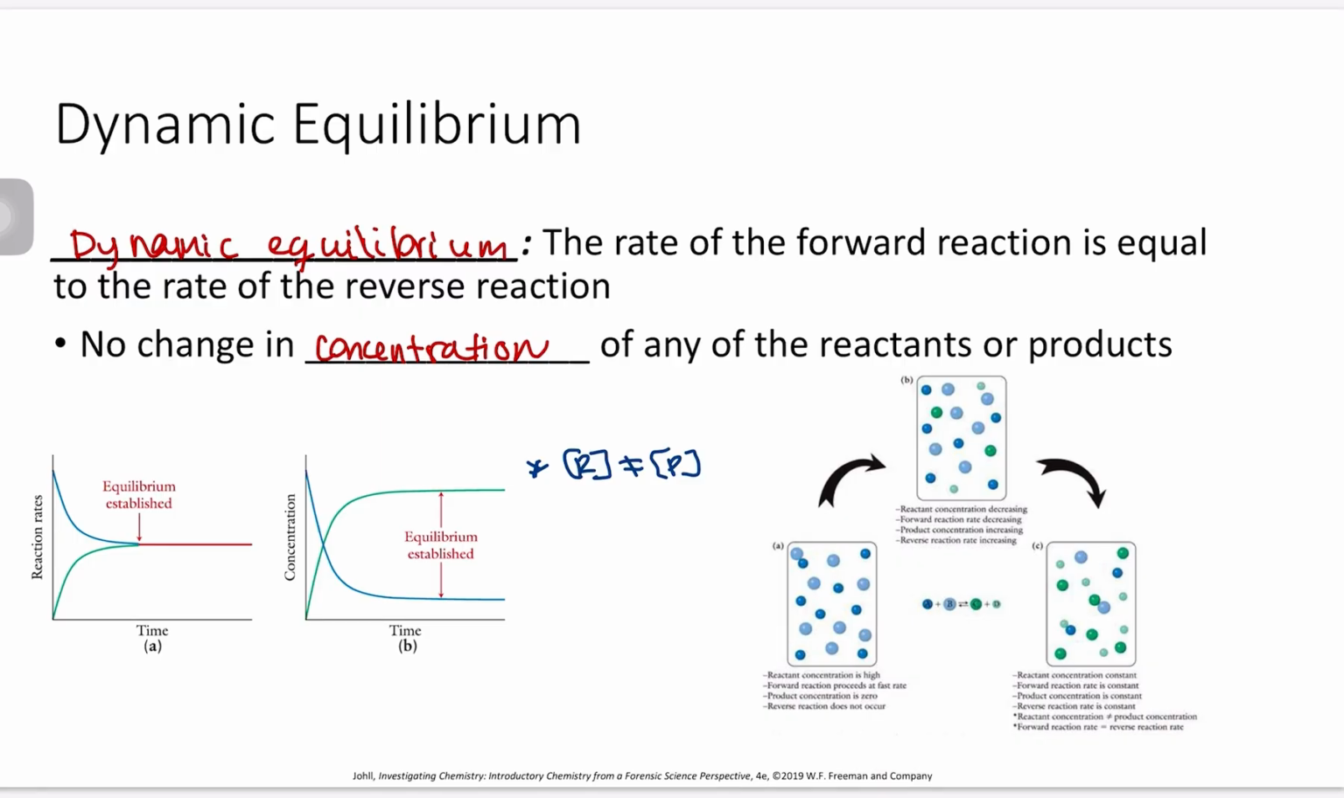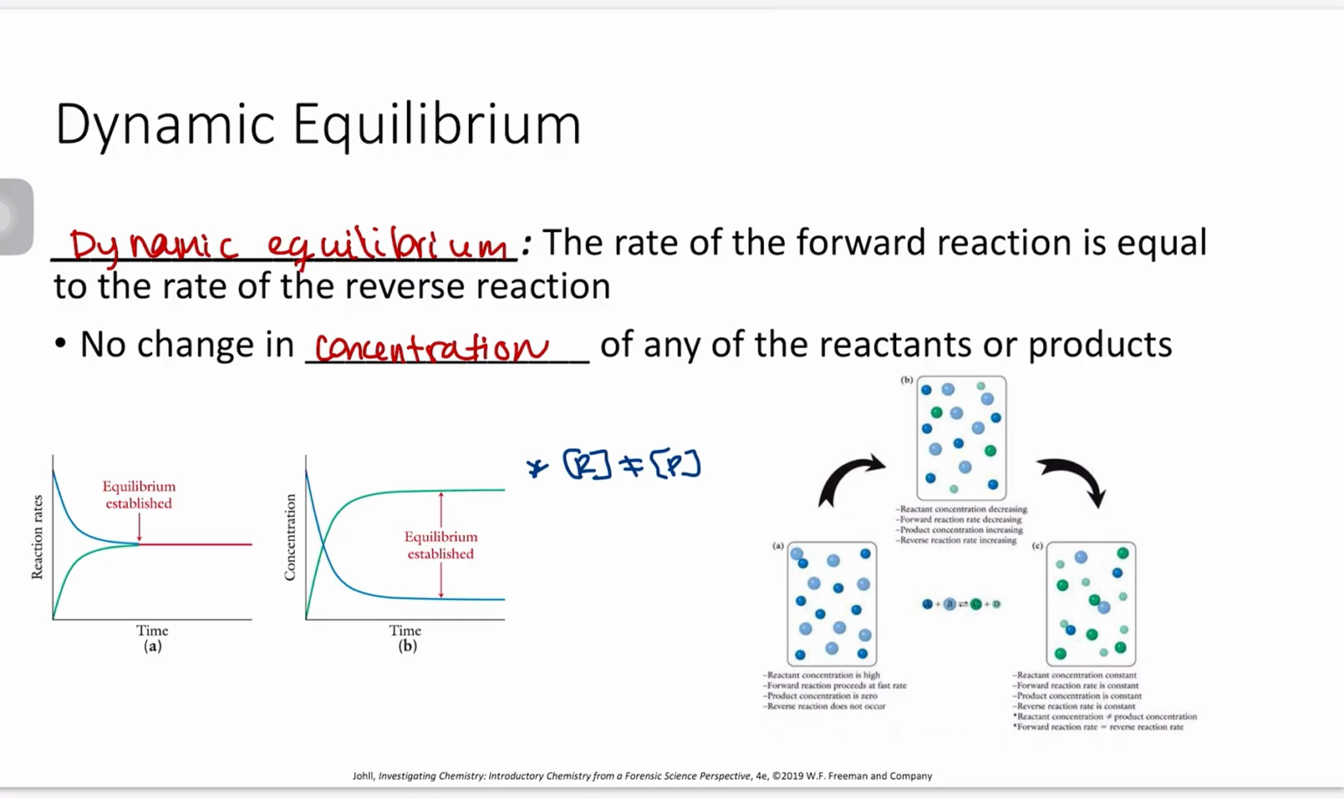Once the reaction has been going for a little bit, I now see that I have some products starting to show up. So my reactant concentration is going to be decreasing. My forward reaction rate is also going to be decreasing. That means that my product concentration is increasing and my reverse rate of reaction is also increasing until finally we don't see any more change.